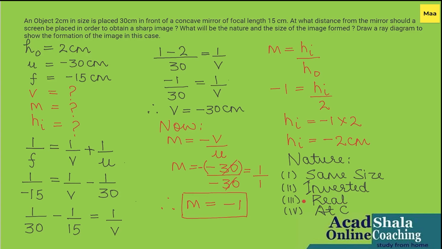Okay. After this, as I told you in the last numerical also, while seeing the values, you come to know about the position. That is, it is at C. Correct, children? So this is also done. So all the 4 points we have written. Now the last step which they have asked us in the numerical is to draw a ray diagram to show the formation of the image in this case.